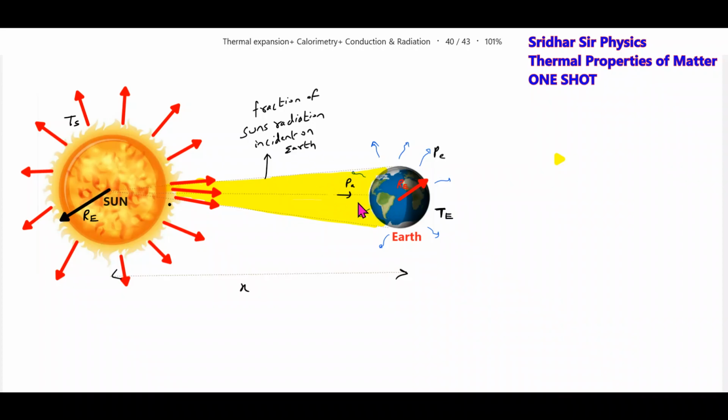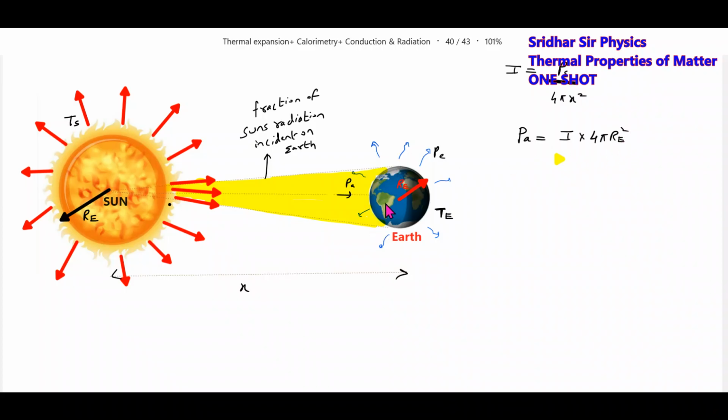What is the power absorbed by the earth? Is all the radiation emitted by the sun incident? No, only a fraction; only the radiation which lies in this cone will be incident on the earth. For this we'll calculate the intensity of the sun's radiation at the surface of the earth, equal to the power of the sun divided by 4 pi x square. Then the sun's power that is incident on the earth should be equal to intensity into effective area. What is the effective area?